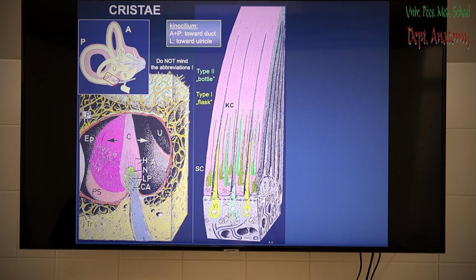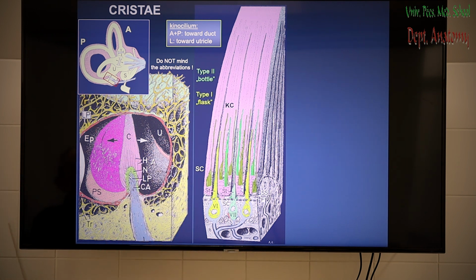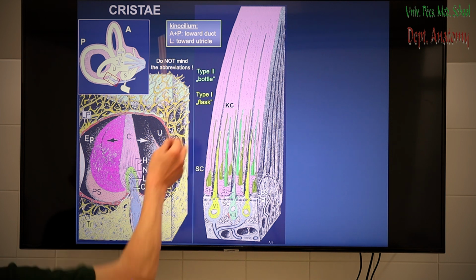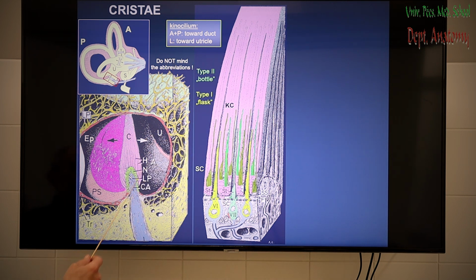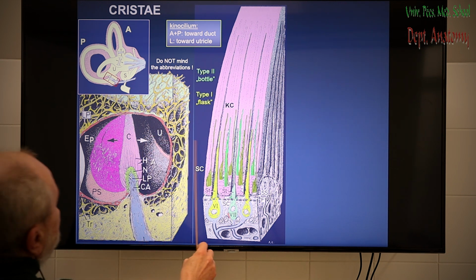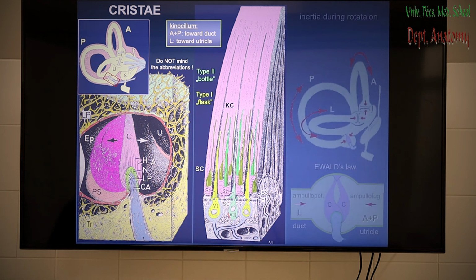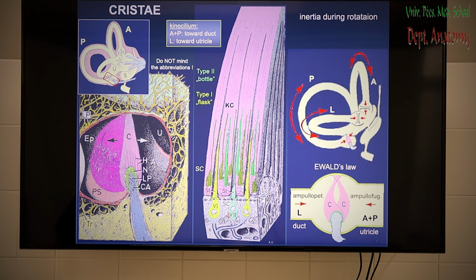The kinocilium again is always located at a certain side, one side of the whole organ itself, the crista ampullaris. In the anterior and posterior canals, I told you that this one is taken from the posterior, the kinocilia are located towards the duct, and in the case of the lateral semicircular canal, towards the utricle, so towards this portion the kinocilia would be located.